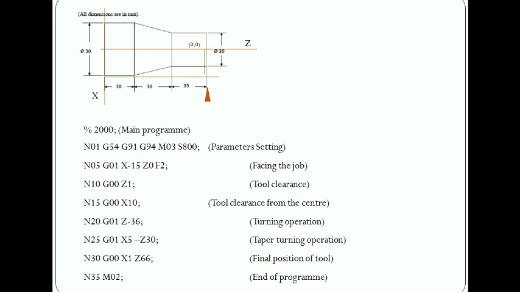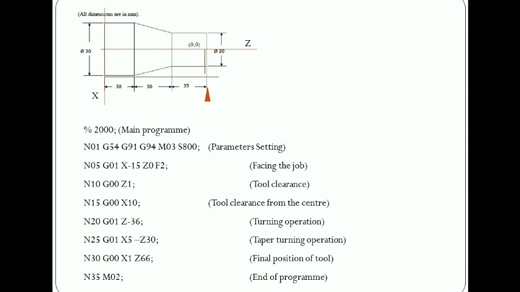Here I am using M0, G54, G91, G94, M03, S800. G54 talks about the work offset. In lathe machine we have to mention it. G91 talks about the relative programming. G94 is feed per mm. M03 is spindle on. S800 is the spindle speed.